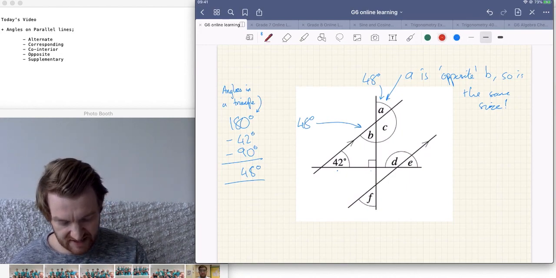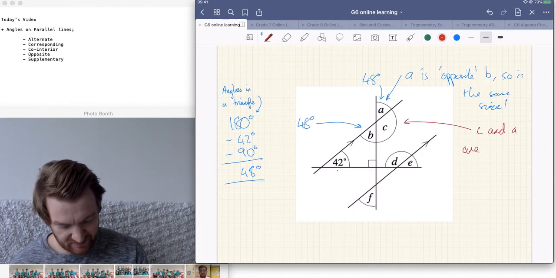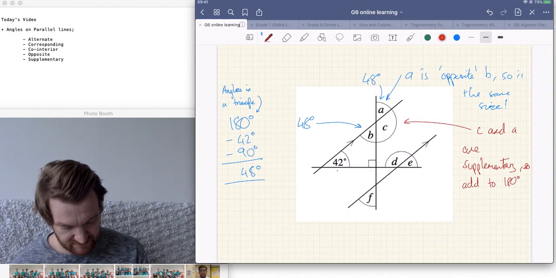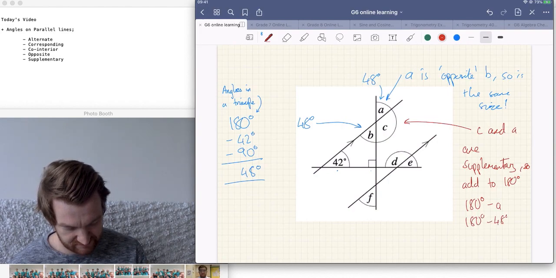Let's do C next. We'll do it in a different colour. We know that C and A are supplementary. They're both on the same straight line and they're touching, so they add to 180 degrees. Angles on a straight line, just like we were doing last lesson. So if we do 180 degrees minus A, which we now know is 48 degrees, we're going to get C, which is 132 degrees.